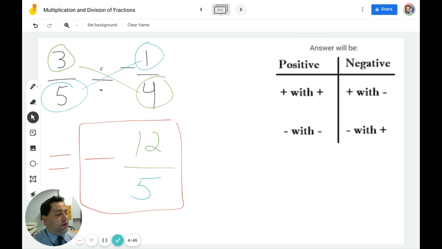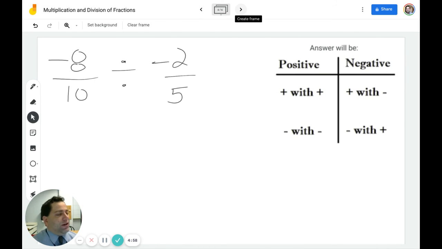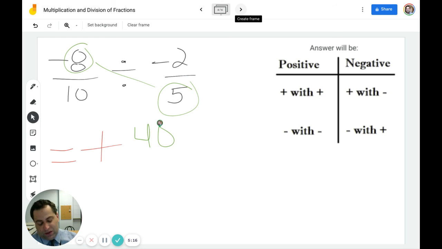We have one more example in this video, so let's take a look. We have negative 8/10 divided by negative 2/5. We have a negative divided by a negative. That's going to be a positive. From there, I start in the upper left. 8 times 5 is going to be 40. We put that in the top. 2 times 10 is going to give me 20.